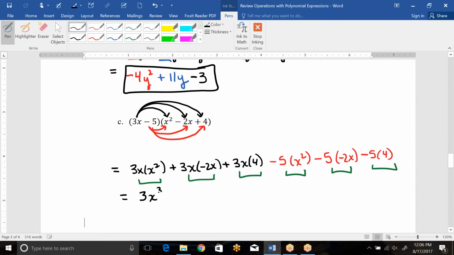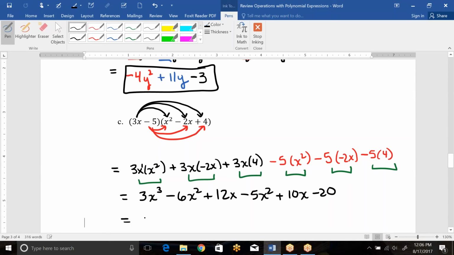Because we are multiplying, we get to add our exponents when the bases match. This would be negative 6, x times x would be x squared. 3 times 4 would be 12x. Then we get negative 5x squared. Negative 5 times negative 2x would be positive 10x, and then negative 20.